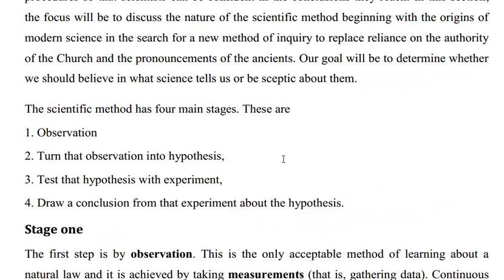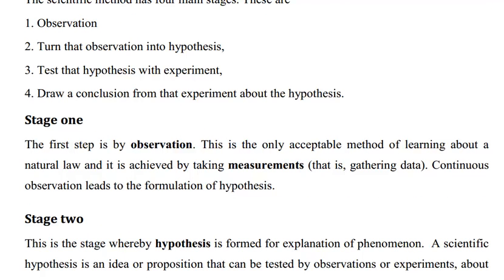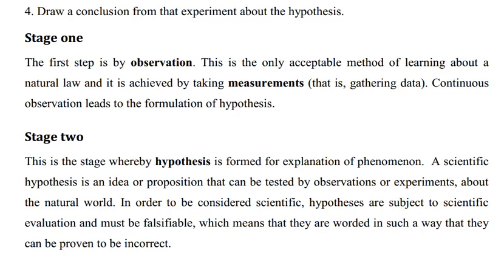The scientific method has four main stages. They are: 1. Observation. 2. Turn that observation into a hypothesis. 3. Test that hypothesis with an experiment. 4. Draw a conclusion from the experiment about the hypothesis. Let's talk about stage 1. The first step is observation.